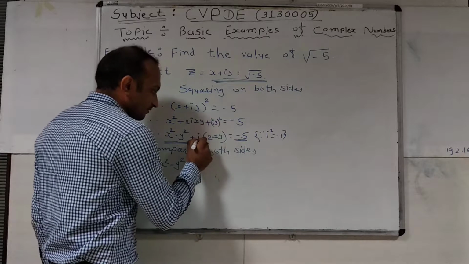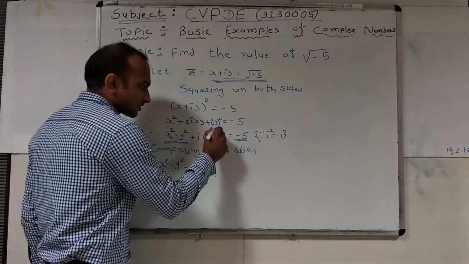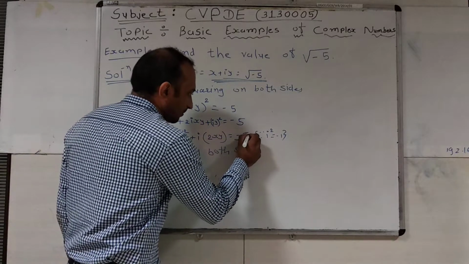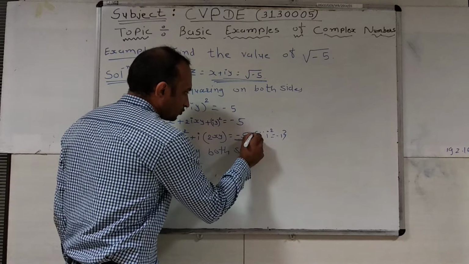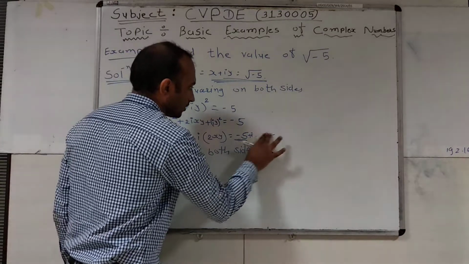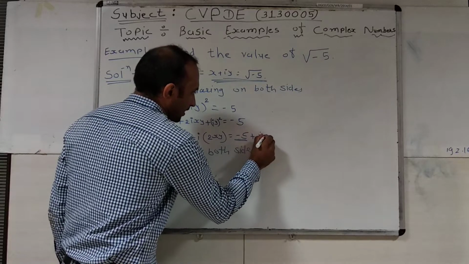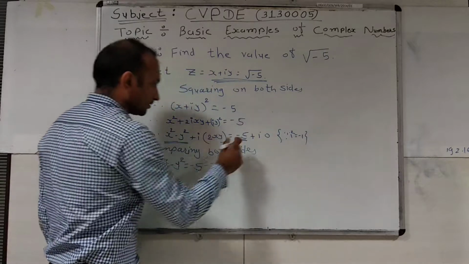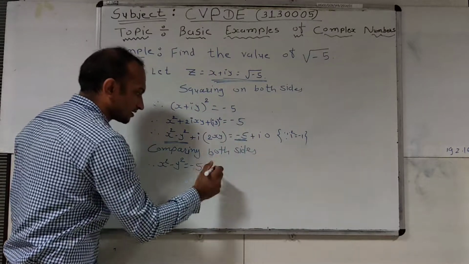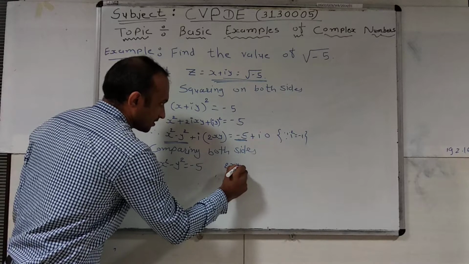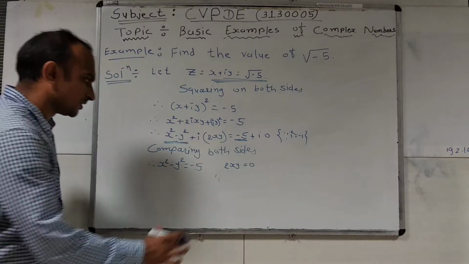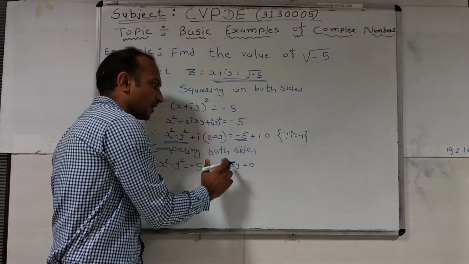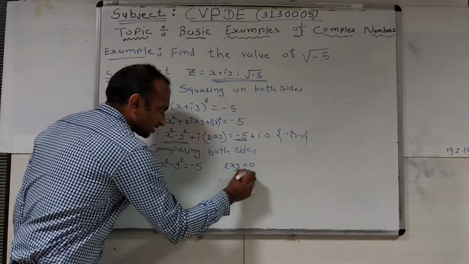And the part with i, that is, the imaginary part, is 2xy. On the right-hand side the imaginary part is not displayed, but it exists, and it is i into 0. Now comparing both sides, 2xy equals 0. Since 2 is a non-zero value, we get xy equal to 0.